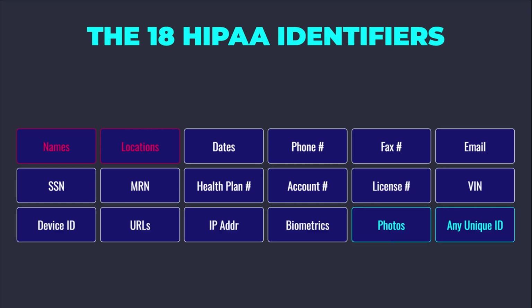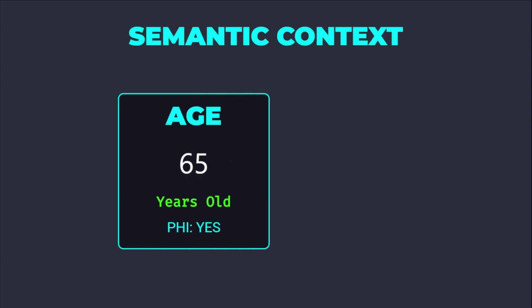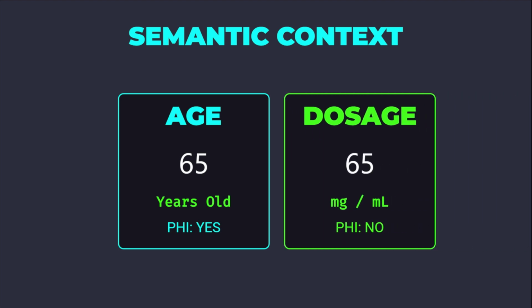This includes explicit identifiers like names and social security numbers, but also quasi-identifiers such as dates of service and unique device identifiers. The system analyst must map these 18 categories directly to the named entity recognition labels used in the pipeline. We are not aiming for simple masking. We require semantic understanding to differentiate, for example, a patient's age from a dosage amount.